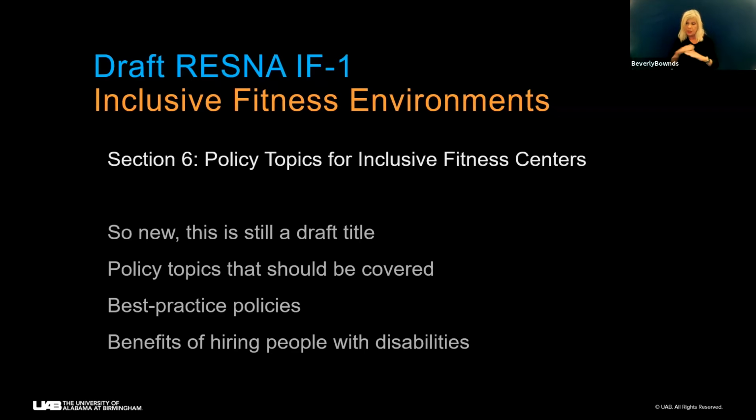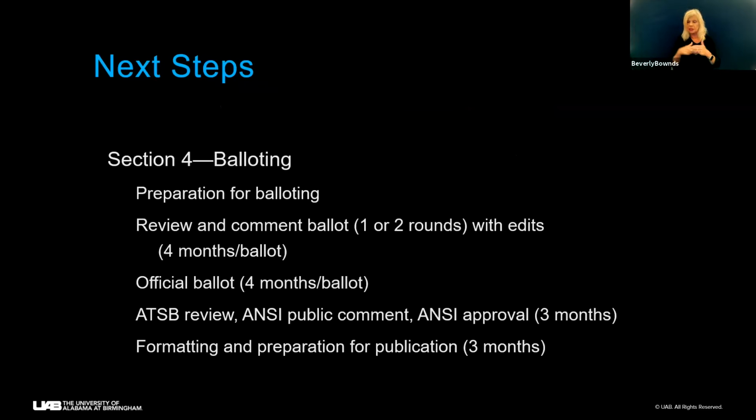Next slide. So what are our next steps with the standards? This has been a quick overview, but our next steps are to try to get sections 4 through 6 published. The closest is Section 4 on staff and trainer training, and we're in the midst of preparing that for the first round of review and comment balloting. It's an estimated 1 to 2 years to publication.